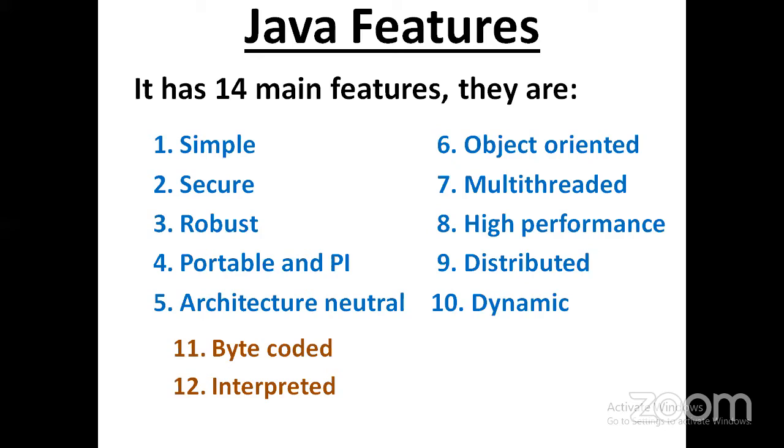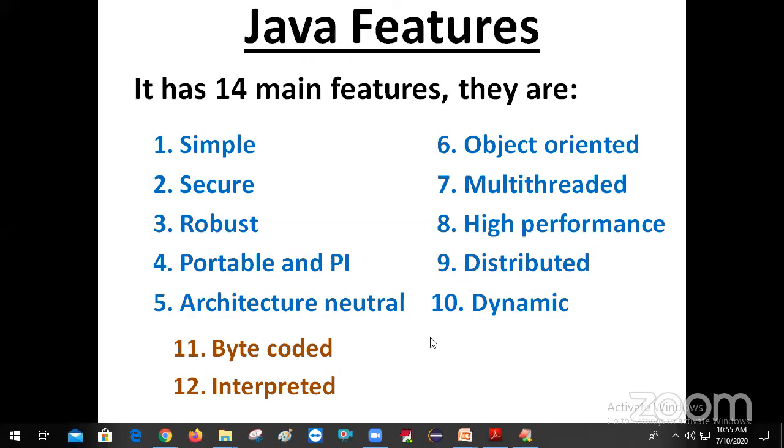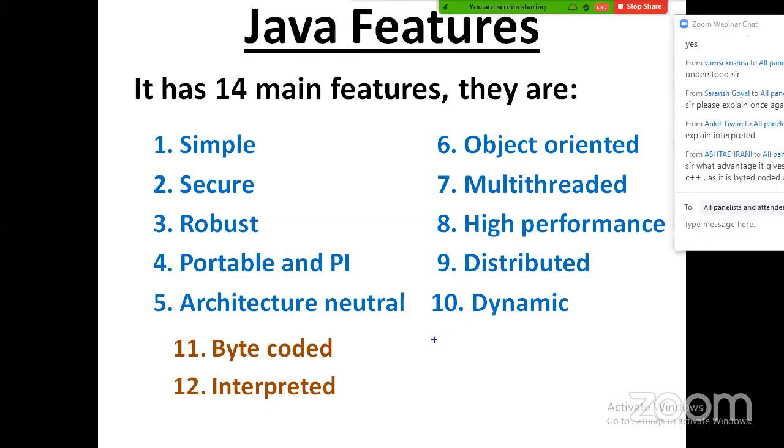Then tell me, sir, if you take C++, C++ is also an object oriented programming language. Okay, try to understand. In C++ language, we are going to create some memory. This memory is called what? Object. What do we call it? Object. So this is C++ language.